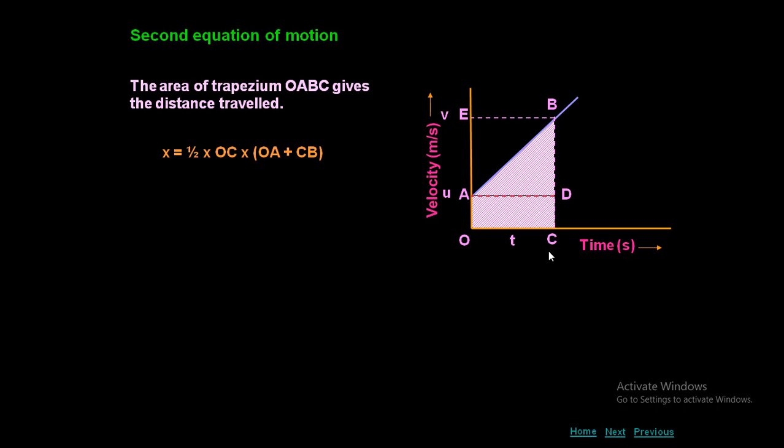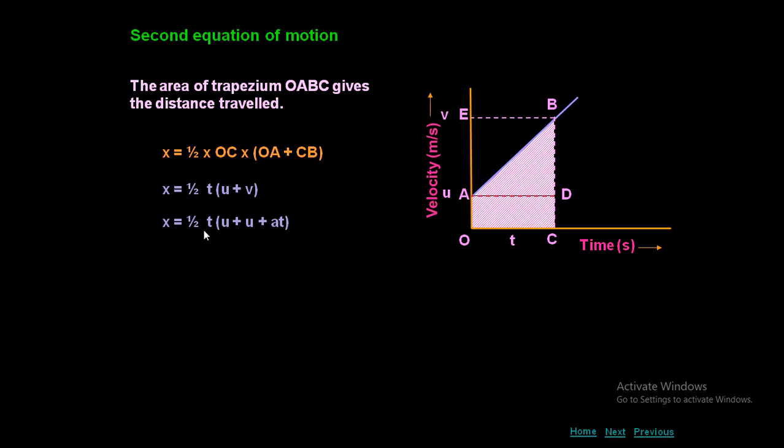OABC is a trapezium. So what is the formula for the area of a trapezium? It is half into the sum of the two parallel sides into the separation between the two parallel sides. What are the two parallel sides here? OA is one parallel side, BC is another, and the separation between them is AD, which is OC. So x equals half into OC into OA plus CB. What is OC actually? Time. So half into t into u plus v.